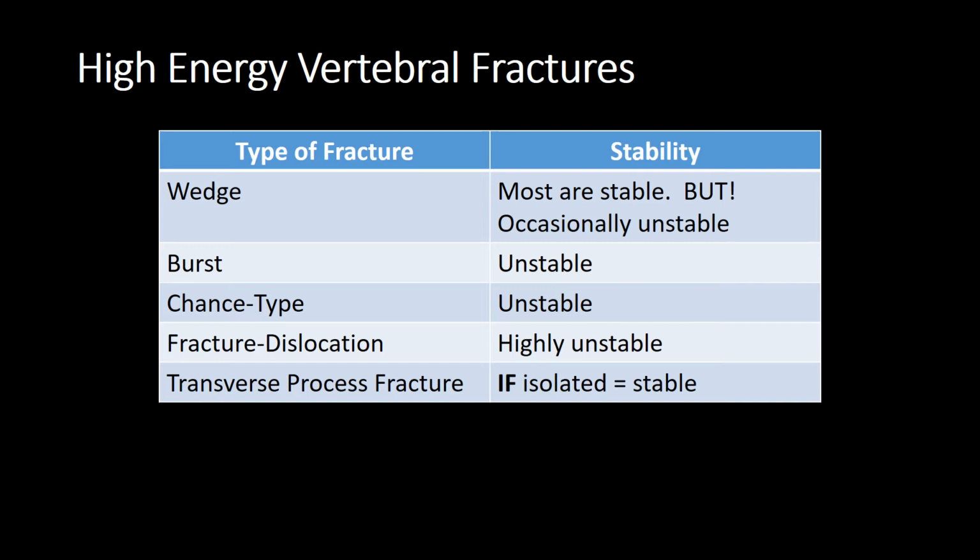A burst fracture is unstable, and a Chance type fracture is also unstable. Fracture dislocations are highly unstable. They're quite often associated with motorcyclists. Now, if you get a transverse process fracture and it's just isolated, then it's considered to be a stable injury, but often it is associated with other injuries.